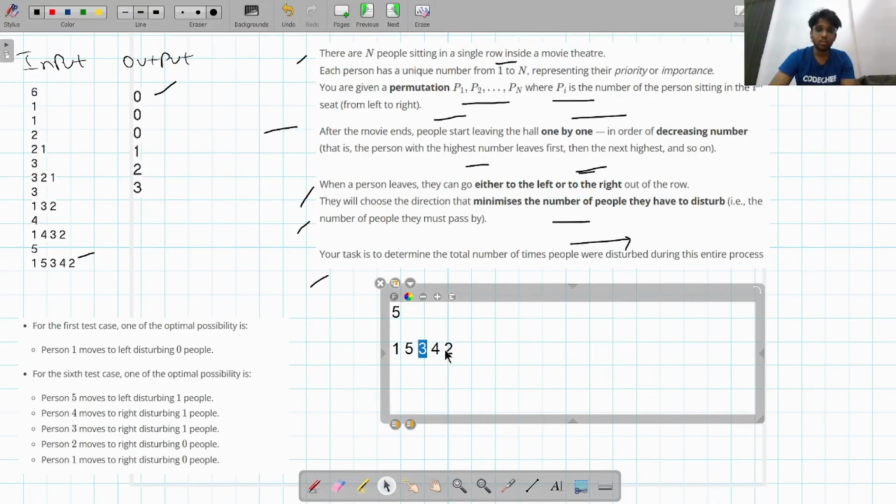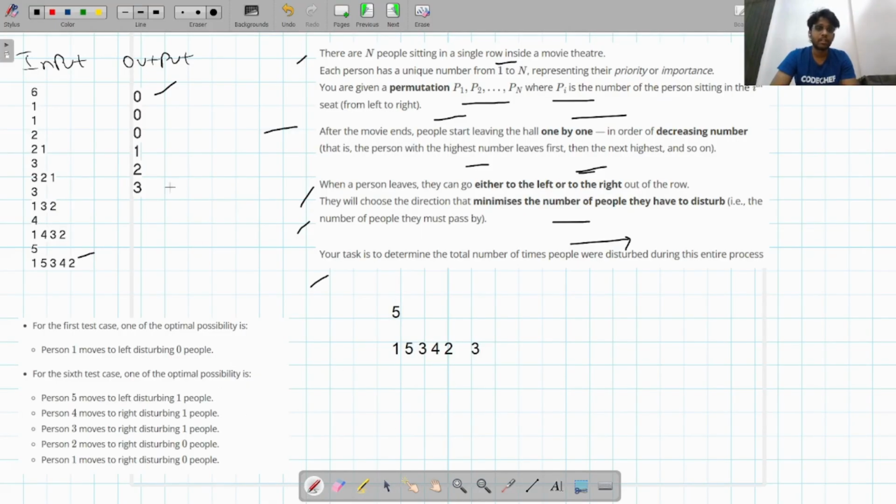And person 2 can go to the right, disturbing 0 people, and person 1 moves towards the left, basically, okay. So zero people. So in total, how many disturbances happened? Right, three disturbances. Five did the disturbance, four did the disturbance, and three did the disturbance. So the output is simply three for this test case.